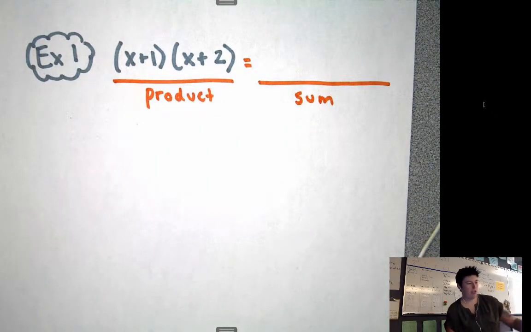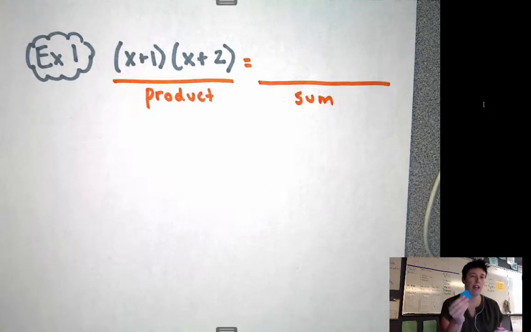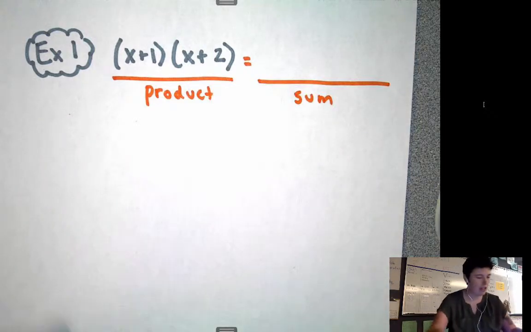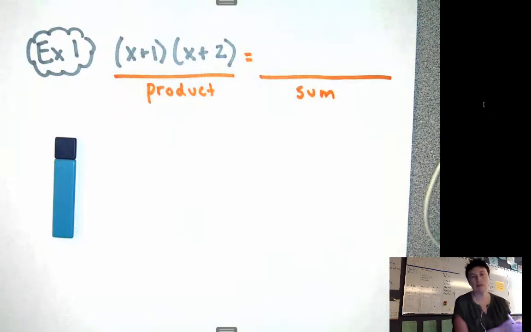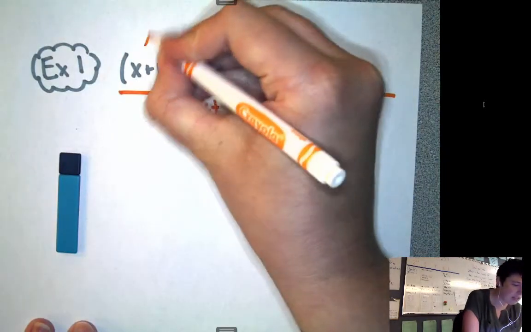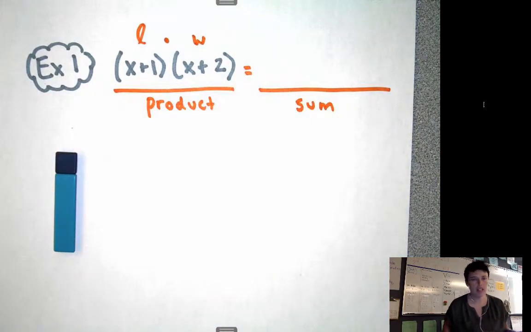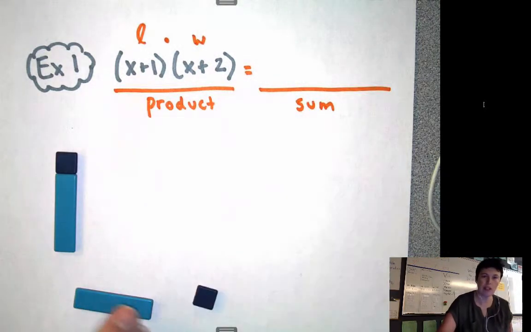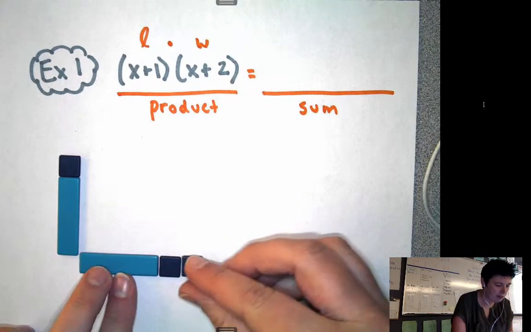So I'm going to demonstrate something here. And for the video for right now, you probably can just watch this part. I'm going to demonstrate how to do this problem with the tiles first. So if I have x plus 1, what that means is I have x plus one little unit as my length of my rectangle. Now remember, we're dealing with rectangles, so this is my length times my width. So I have x plus 1, and then my width is x plus 2. So x plus 2 means I need two little units. So here is my width, something like this.